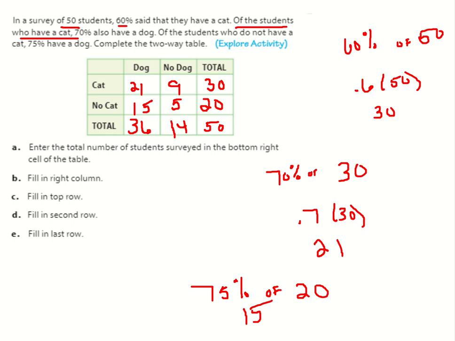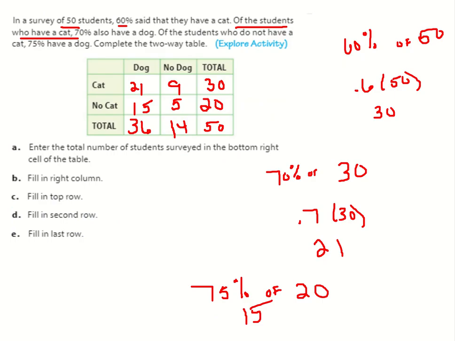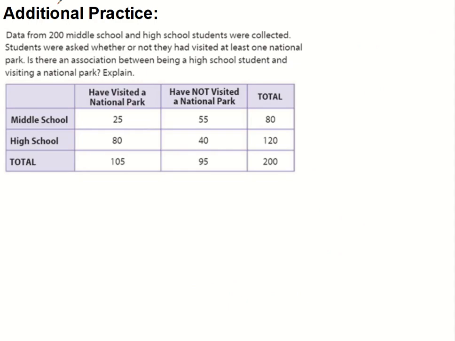Okay? So those are the two types of problems we're going to have. We're going to have to describe the association by comparing the relative frequencies, or we're going to have to fill in the table ourselves.